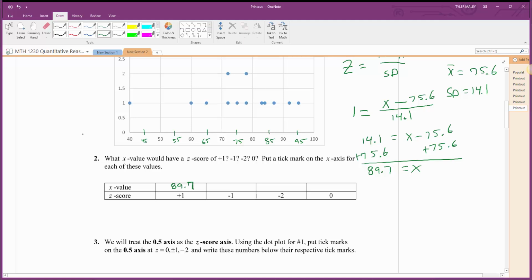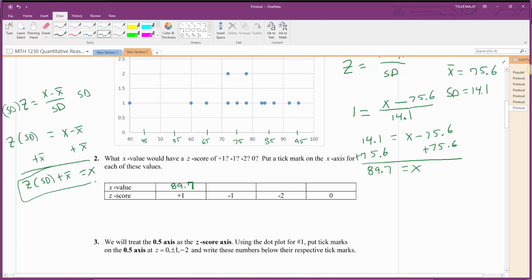Now one thing that would be helpful is if we could take this equation, z equals x minus x bar over standard deviation, and solve for x, right? That could make our calculation faster. So if I multiply both sides by the standard deviation, then I would get z times the standard deviation equals x minus x bar, and then I need to add x bar to both sides. I'm left with z times the standard deviation plus x bar equals x. Right, so I could use this equation in order to quickly calculate.